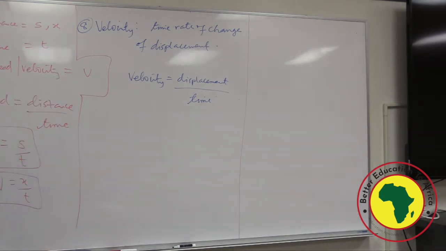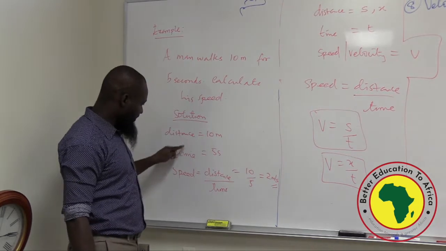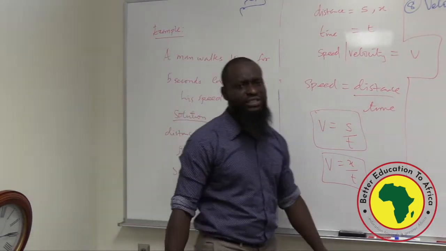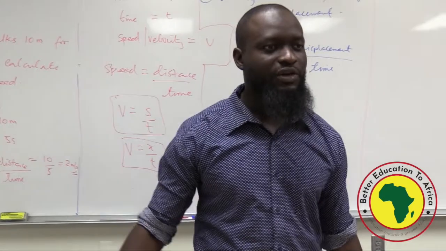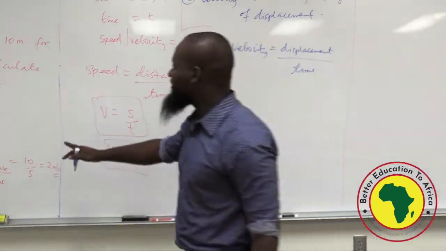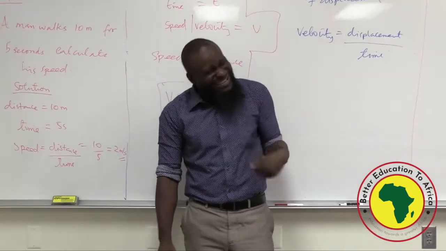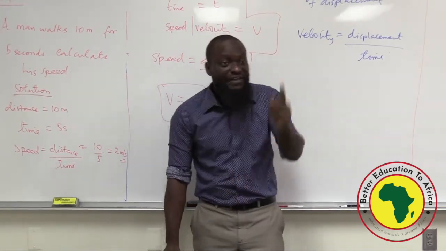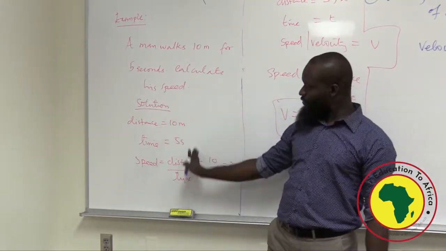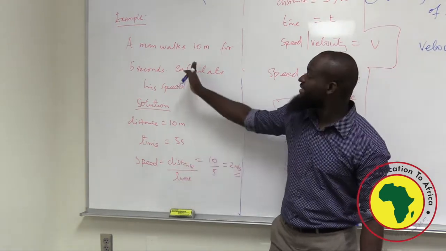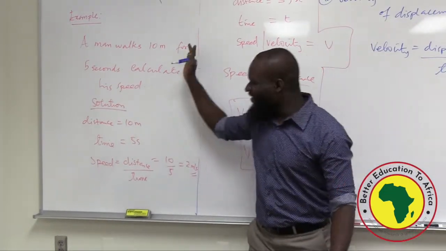Now let's go back to this problem. A man walks 10 meters for 5 seconds. Calculate his speed. We call it distance divided by time. What if I say calculate his velocity? You will say the velocity cannot be calculated because we don't have a direction for the man. We need a direction for this distance to get a displacement before we can calculate velocity. Are you making sense from this? But if I told you the man walks 10 meters north for 5 seconds, calculate his speed will remain like this. Calculate his velocity, it will be the same thing but north. I will add north, a direction for the displacement, that now gives us the velocity.